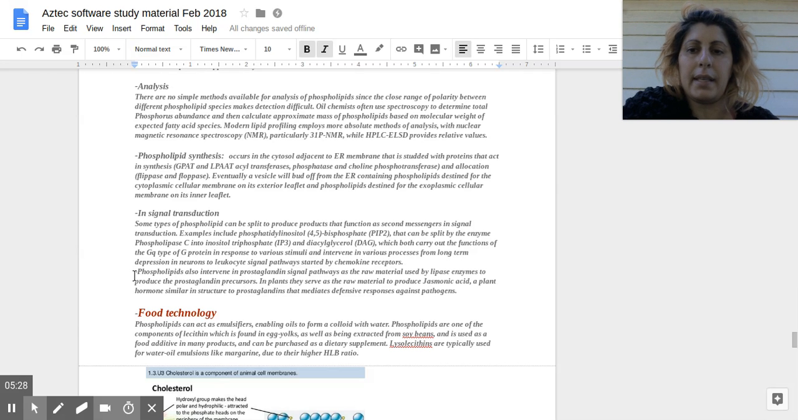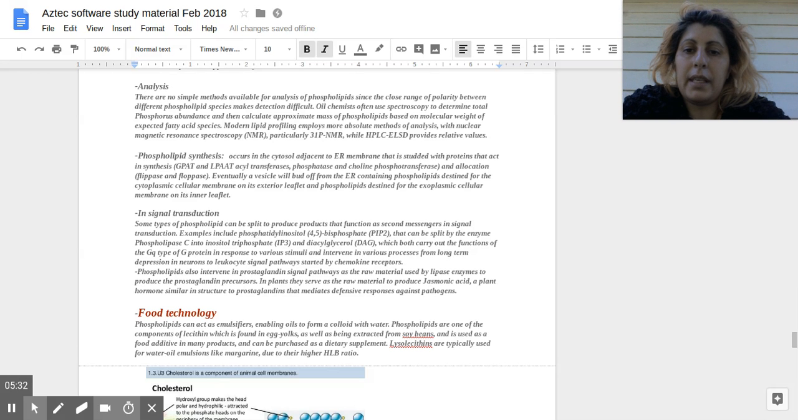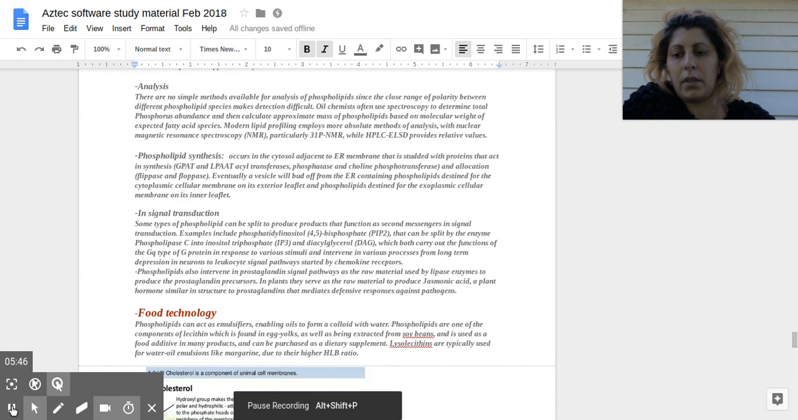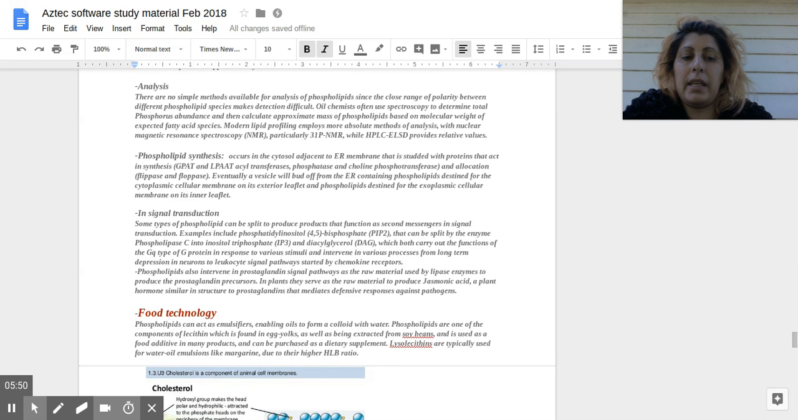Eventually, a vesicle will bud off from the ER containing phospholipid molecules, which are destined for the cytoplasmic cellular membrane on its exterior leaflet, and as well destined for the exoplasmic cellular membrane in the inner leaflet. So either for the outside or the inside of the bilayer.